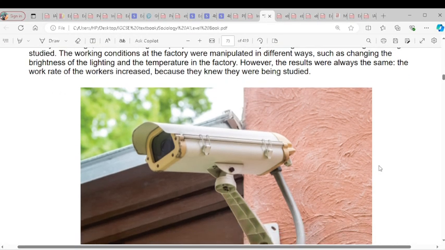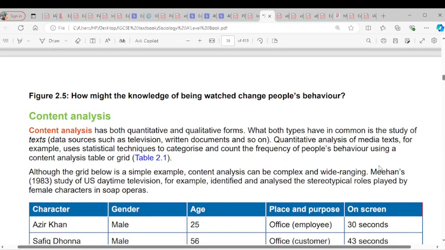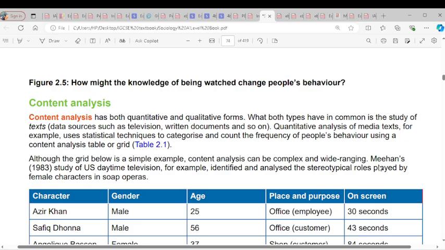So that's another problem about experiments. Is it clear? So how might the knowledge of being watched change behavior? That's a point anyway. But the point here, they said, how might the knowledge of being watched change people's behavior?